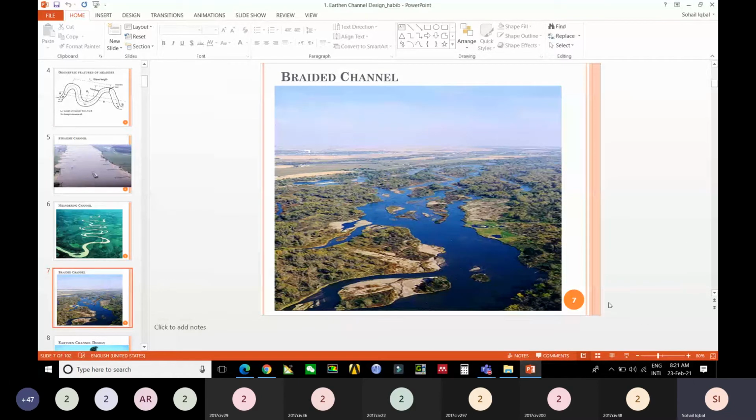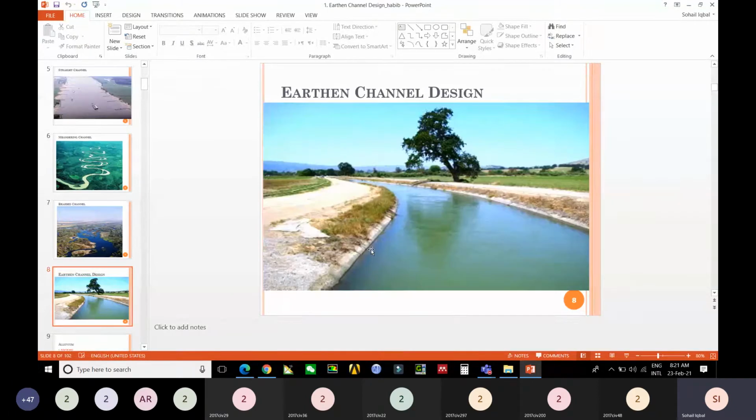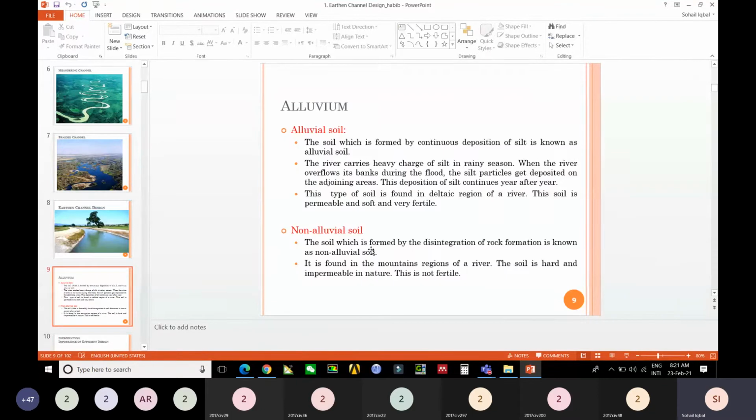The islands that you can see are not permanent. With the passage of time, when erosion happens here, an island will also convert into water. So it keeps changing its position and location. Here is the earthen channel design that we will study in the next slides, how to design these earthen channels, just like canals. So here are alluvial soil and non-alluvial soil.